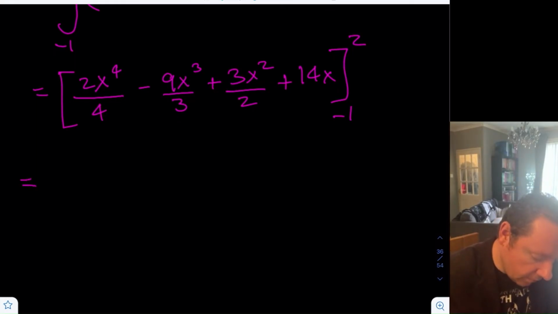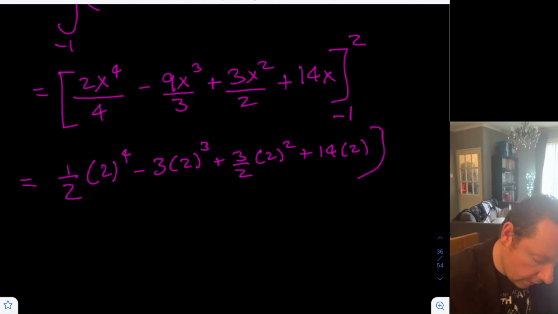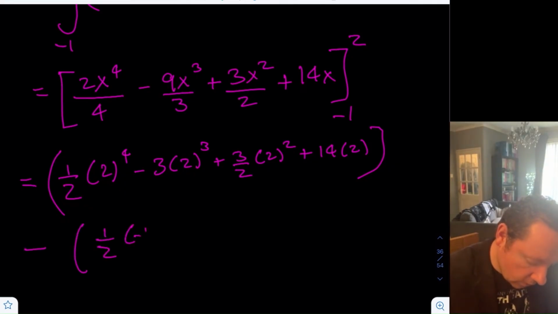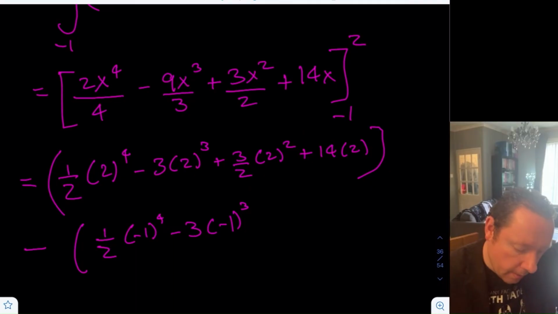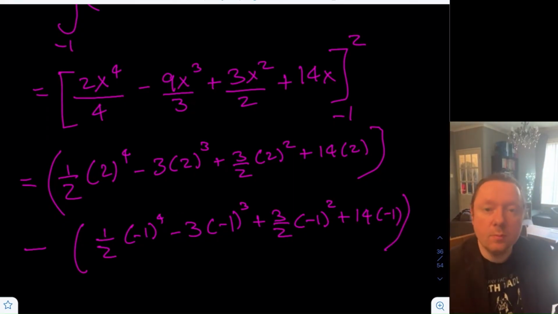So tidying this up, that's a half of 2 to the power of 4. 9 divided by 3 is 3, so that's minus 3 times 2 cubed, plus 3 over 2 times 2 squared, plus 14 times 2. That's our first one, big brackets around it, minus our second one, so that's a half, minus 1 to the 4, minus 3, minus 1 cubed, plus 3 over 2, minus 1 squared, plus 14 times minus 1. Quite often after this point it gets a little bit messy, but you're getting another mark just for solving that. If you can get this far, you're doing really well.